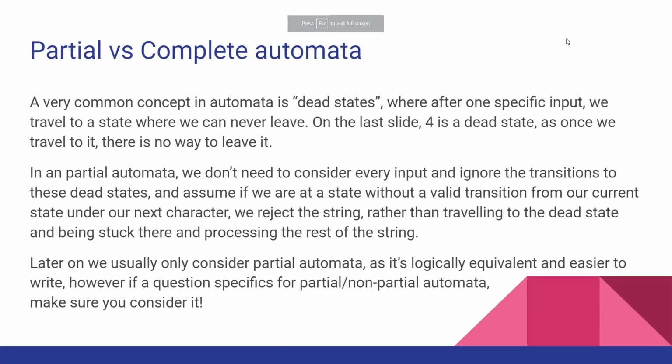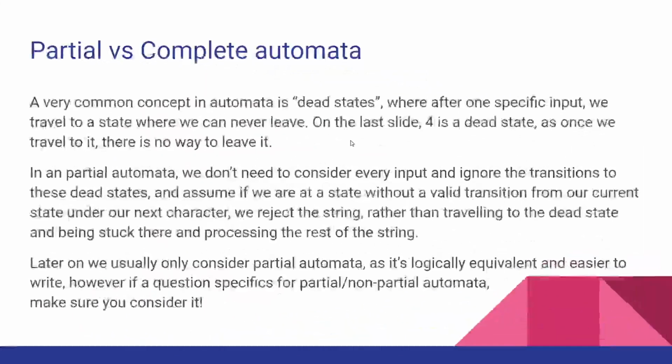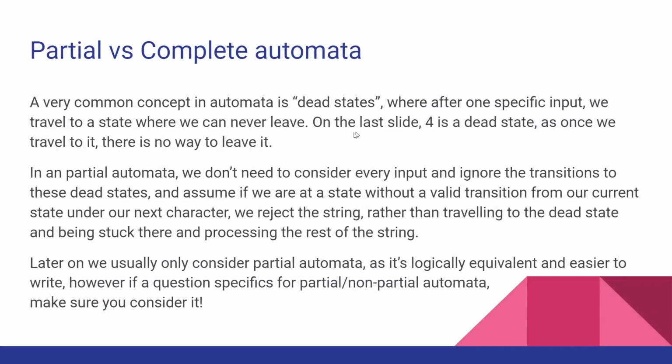So this is where it's important that we define the alphabet, which was AB here. A very common concept in automata is dead states, which is after a specific input, we travel to a state where we can never leave. So on the last slide, 4 is considered a dead state, as once we travel to it, there's no way to leave it. So we see here, if we're at 1 and we go to B, it doesn't matter what follows, we're always stuck in B.